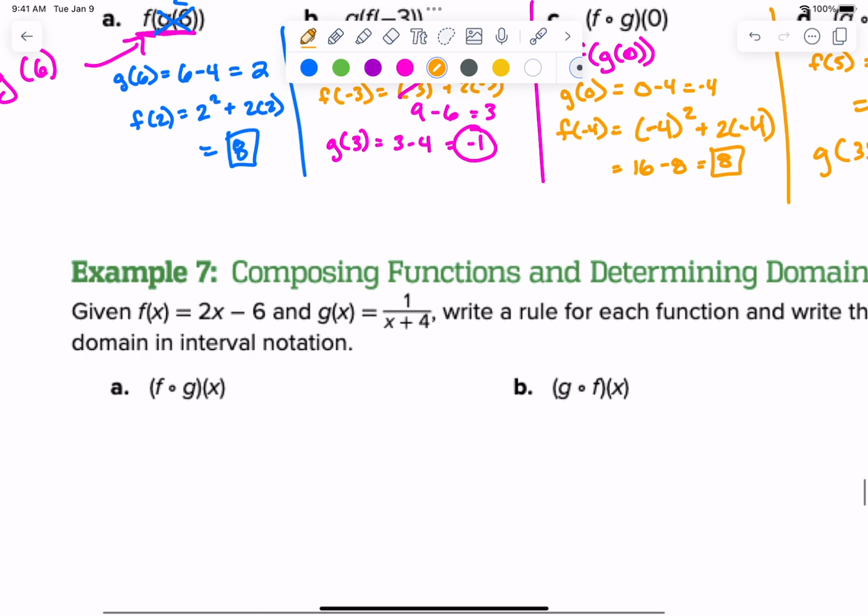Okay, example 7. We're getting a little bit harder now. Example 7, here are my 2 functions, f of x and g of x. Got it?